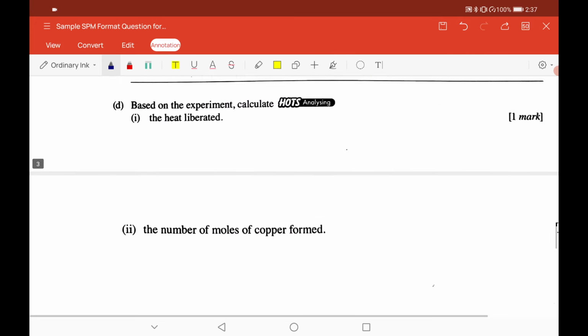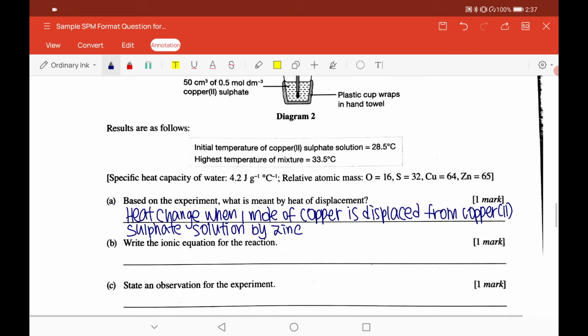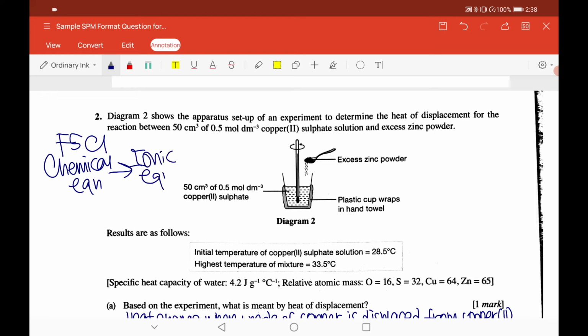So next one. For the next question, we want to write the ionic equation for this reaction. We learned about ionic equation in your Form 5, Chapter 1. What is an ionic equation? An ionic equation is the equation that has ions, so the equation must have charges. I hope you can remember how to write the ionic equation. We can start with a chemical equation, then only we convert the chemical equation to become an ionic equation. We learned this in Form 5, Chapter 1. So let's do it.